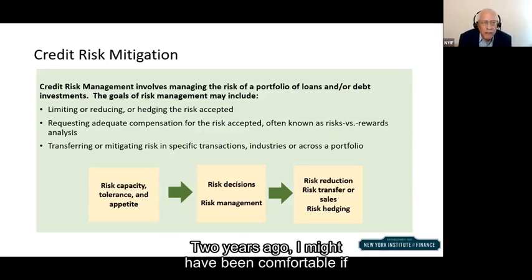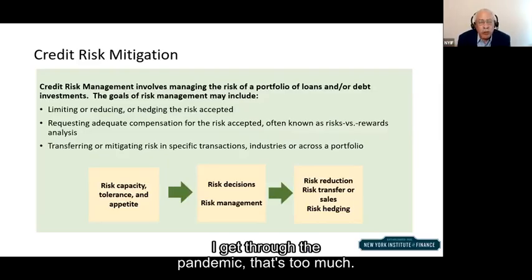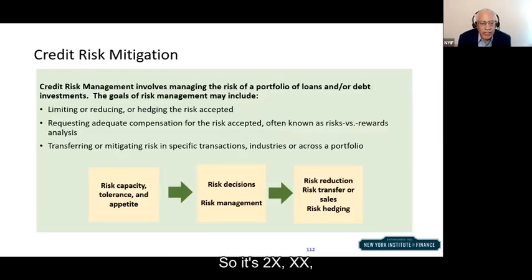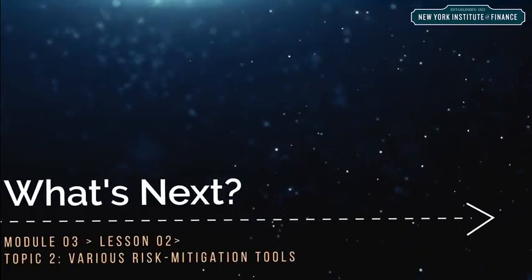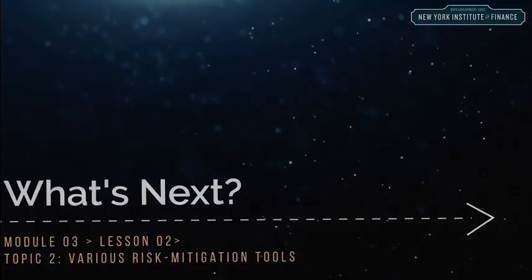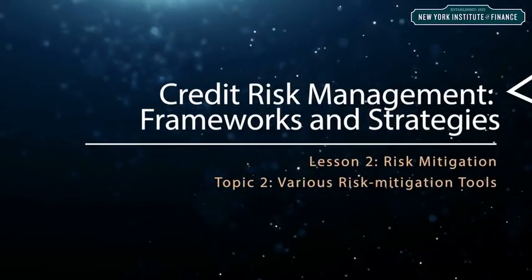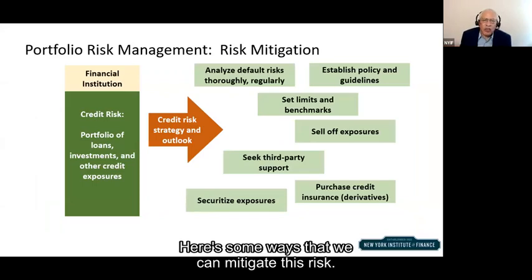Two years ago, I might have been comfortable if 10% of the loans in my portfolio were to airlines. After getting through the pandemic, that's too much. It's 2x excess, beyond my risk tolerance. What can I do about that? Here are some ways that we can mitigate this risk.